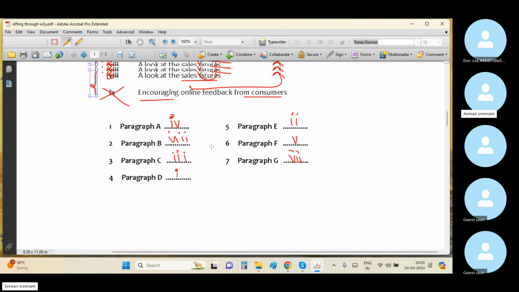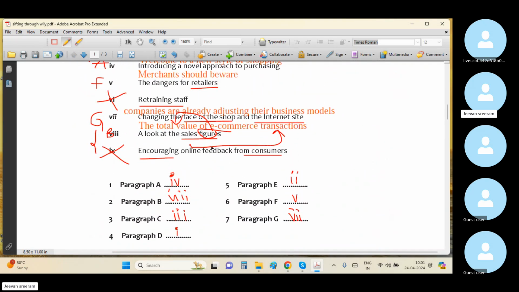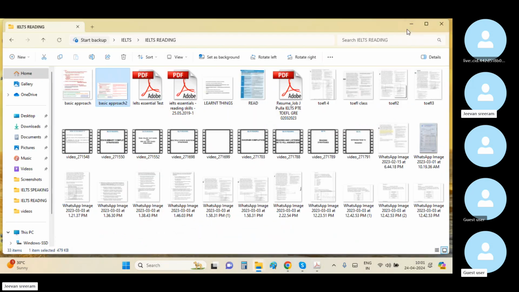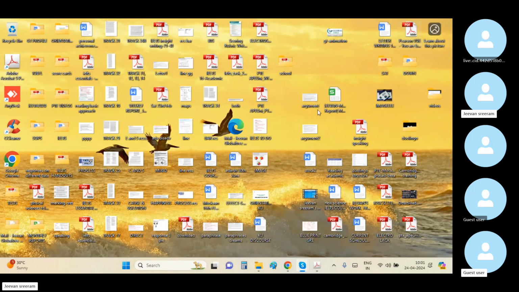Okay. And then once you are done, please observe the paraphrases. You should note them down separately. I'm going to show you the paraphrases separately.